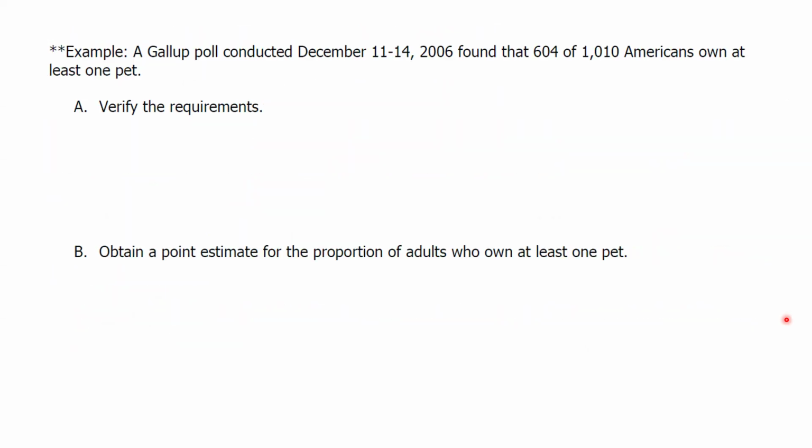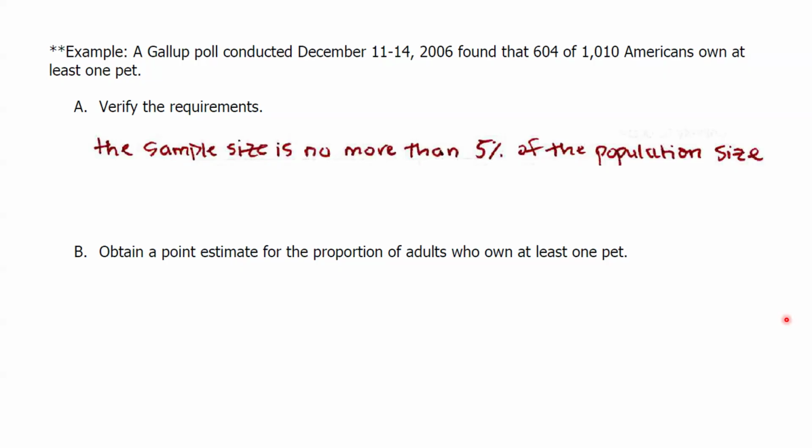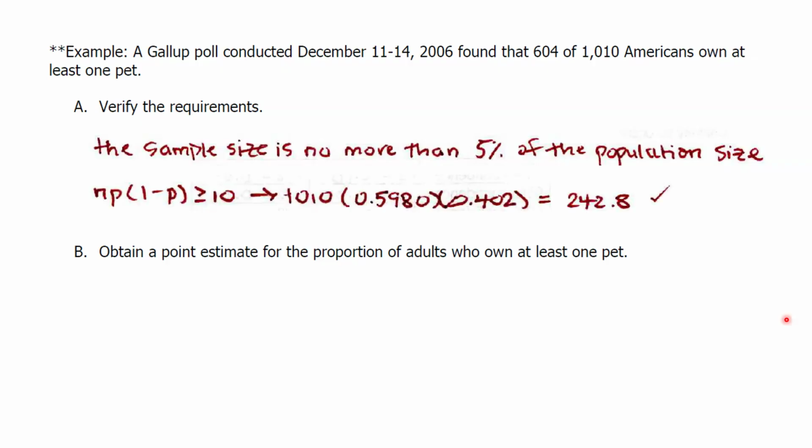Let's do another one. Pet ownership. A Gallup poll conducted December 11th through 14th in 2006 found that 604 of 1,010 Americans own at least one pet. Okay. So we are going to verify the requirements. The sample size is no more than 5% of the population size, and n times p times 1 minus p is greater than or equal to 10. So when we take all those values and multiply them together, we get 242.8.